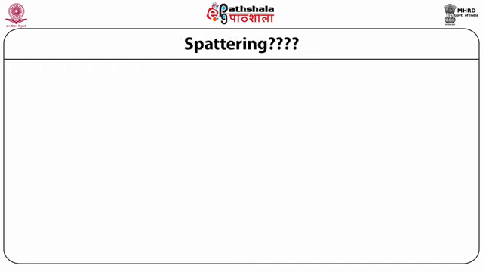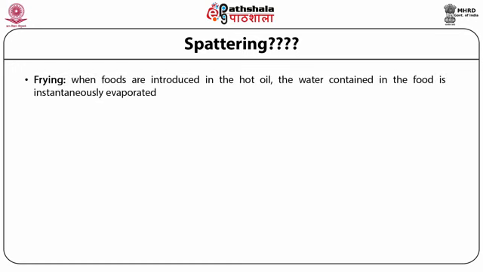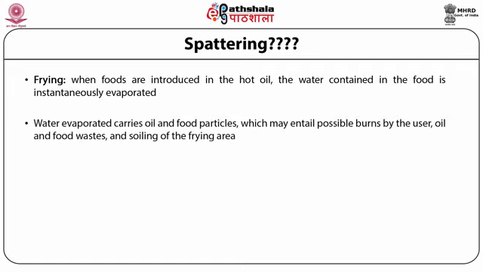Now, what is spattering? As I told you, during frying, when foods are introduced into the hot oil, the water contained in the food is instantaneously evaporated. The evaporated water carries oil and food particles, which may entail possible burns to the user. Oil and food waste also result from it, and soiling of the frying area has been observed many times, and this is what we call spattering.